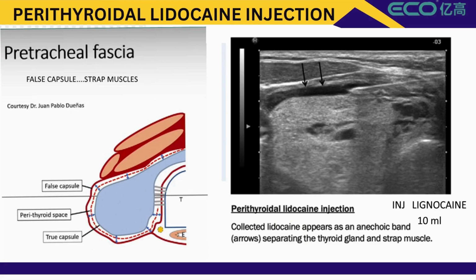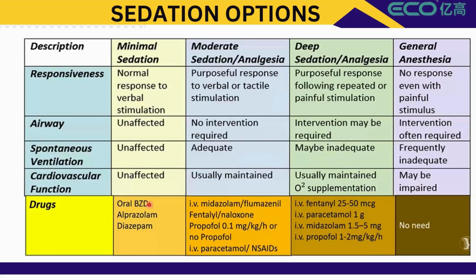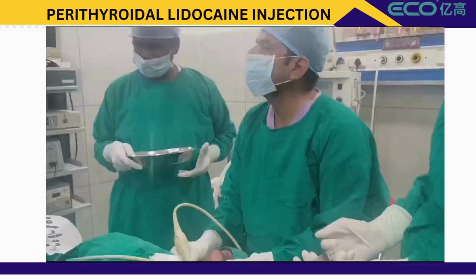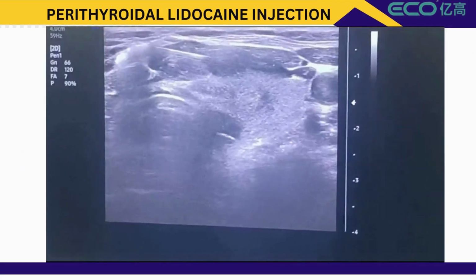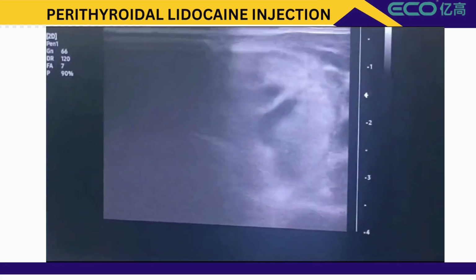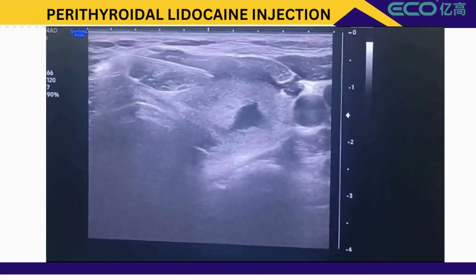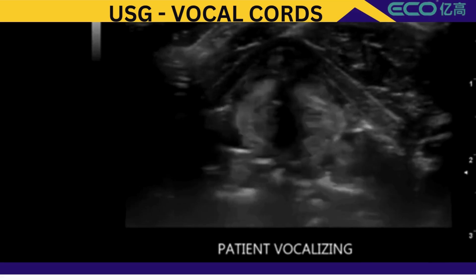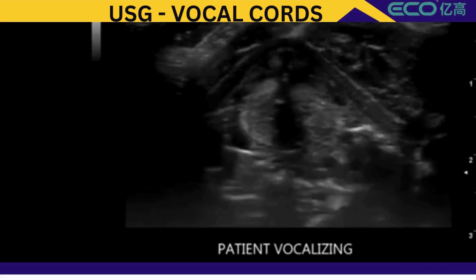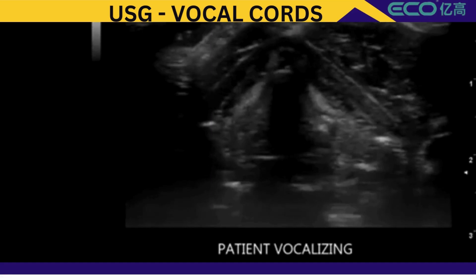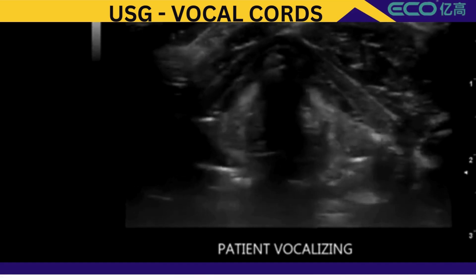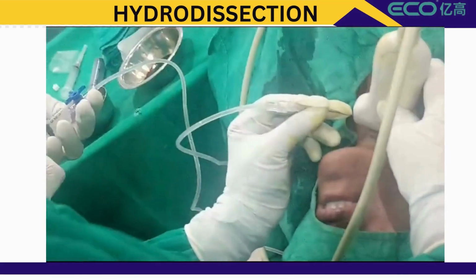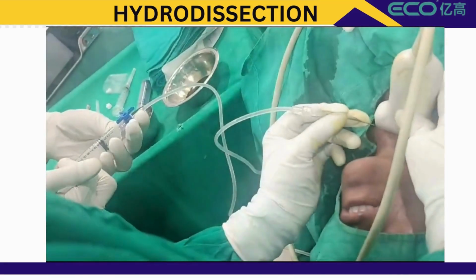For local anesthesia, we give 10 ml of 2% lignocaine between the strap muscle and the false capsule. That is called perithyroid lidocaine injection. We give it exactly there because there is a sensory nerve supply. The beauty of local anesthesia is that we can monitor the vocal cords. Intermittently we can check the vocal cords. That is the advantage. If anything goes wrong, like a recurrent laryngeal nerve injury, you can stop and protect the recurrent laryngeal nerve.